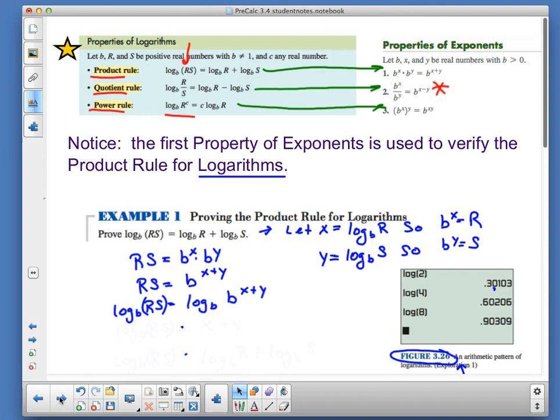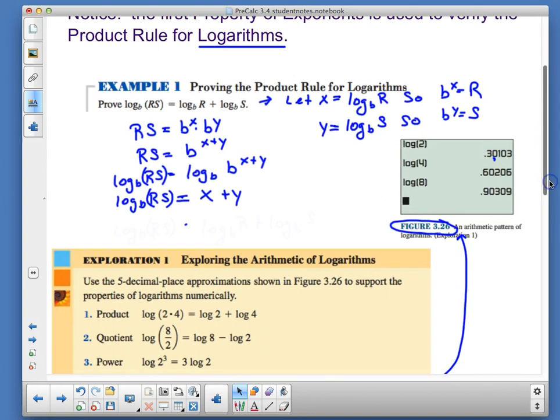And using my properties, I'm able to do this next step and say, well, since I have the log base b of b to the x plus y power, I now know that that right side is just x plus y. And remember how we defined x as being the log base b of r and y being the log base b of s? I'm just going to substitute those in here in the problem. Now, this is a proof of how the product rule for logarithms works.